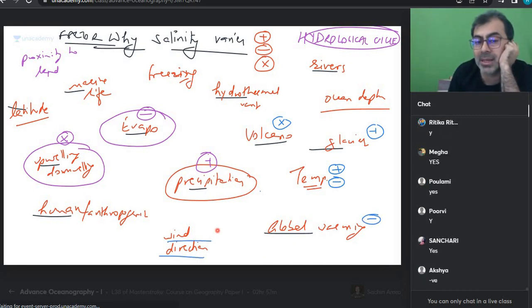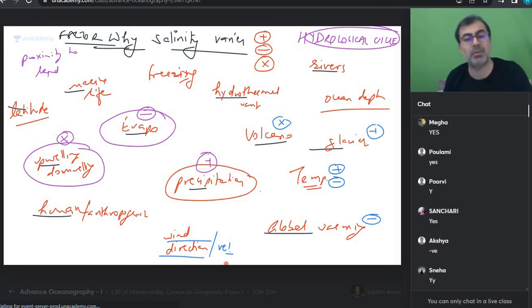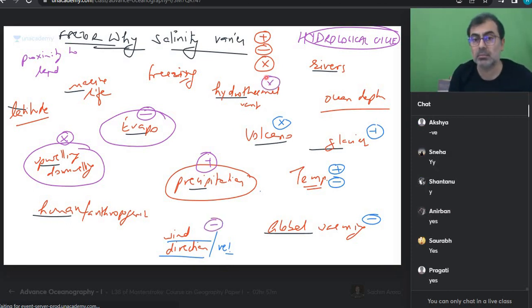Wind direction or wind velocity. What is wind causing? Wind is causing evaporation or not, everyone? Is wind causing evaporation? True. Wind is causing evaporation. Everyone with me on this? Yes, sir. It is causing evaporation. So, minus. Hydrothermal vent, mixing.